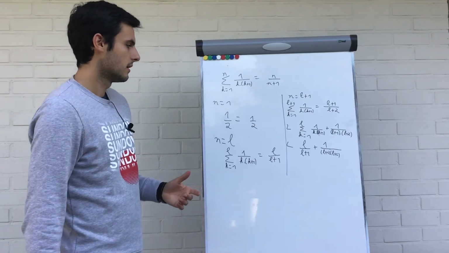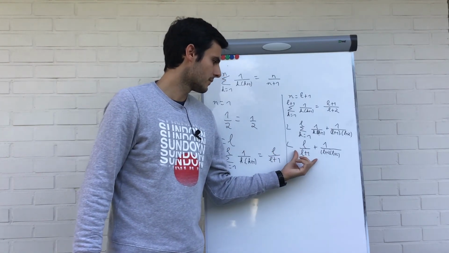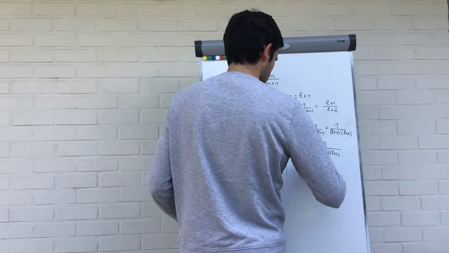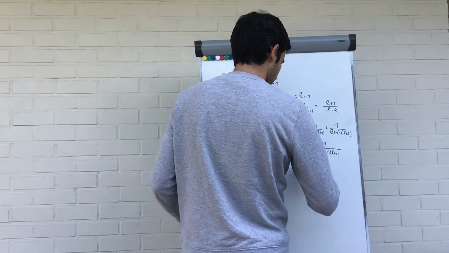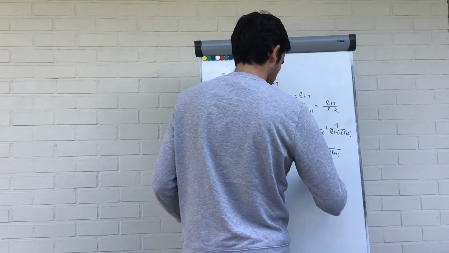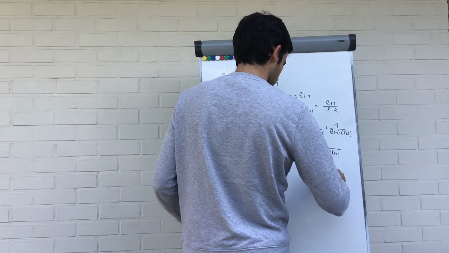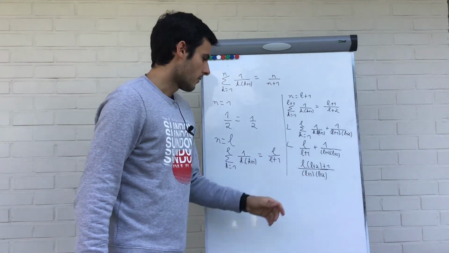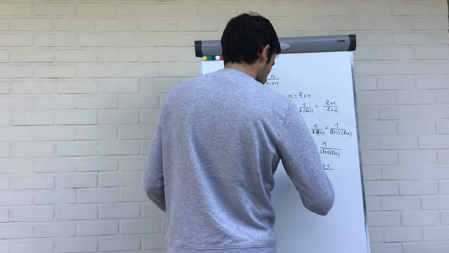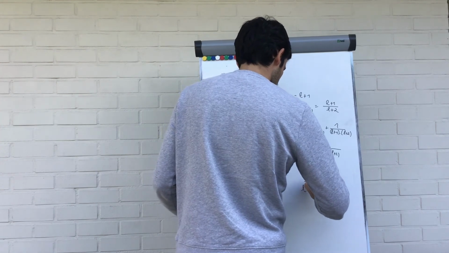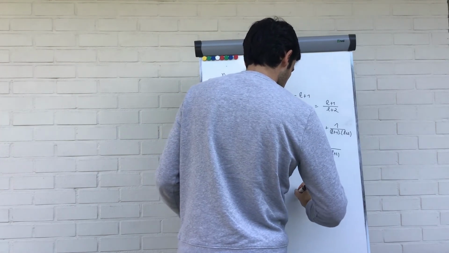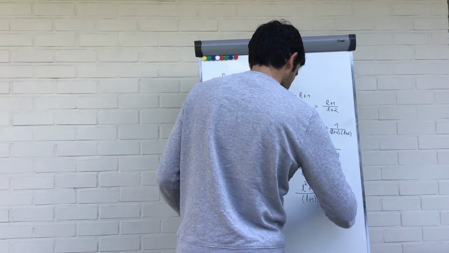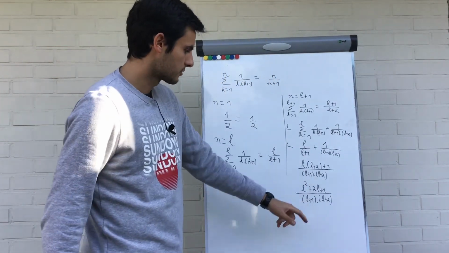So now I want the same denominator, so I need to multiply here with L plus 2 and the numerator also with L plus 2. So I have L multiplied with L plus 2, divided by L plus 1 multiplied with L plus 2, plus 1. Okay? Now, I have a quadratic expression, so we have L to the power of 2 plus 2L plus 1 divided by L plus 1 multiplied with L plus 2. This is L plus 1 to the power of 2.